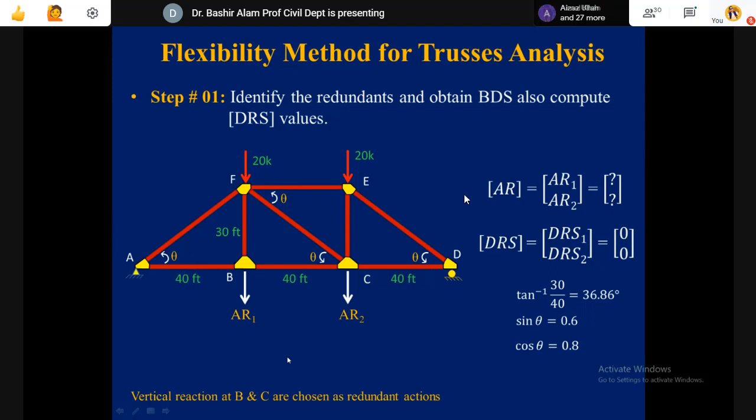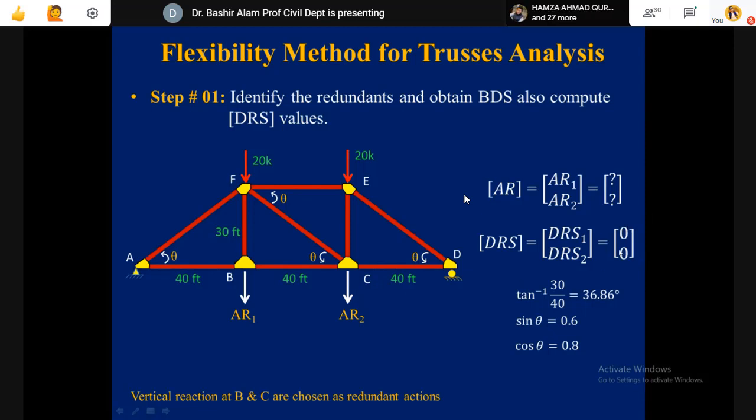But intentionally, I'm now doing it in the downward direction so that you see the liberty, the freedom, that initially you are free to assume any direction. So AR1, AR2, these are my redundant actions and directions I have selected in the downward direction. Here now you see AR1, AR2, they are unknown. Corresponding to them at B and C, we don't have any precondition.